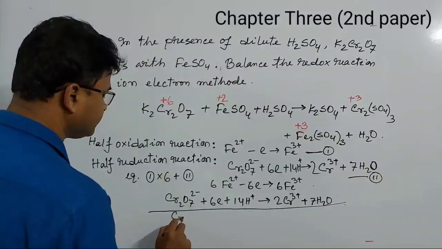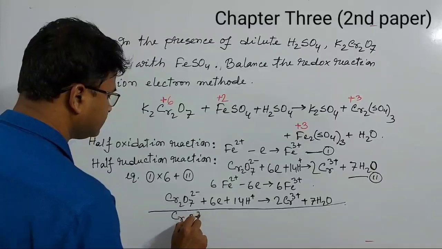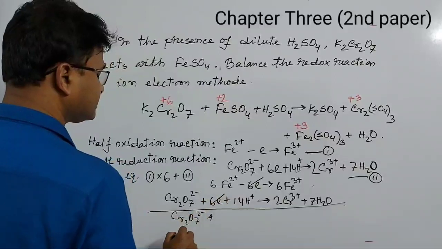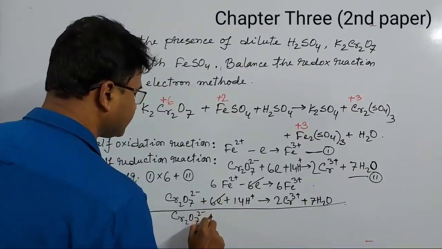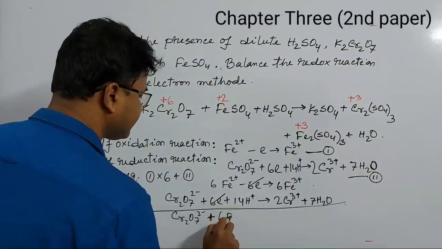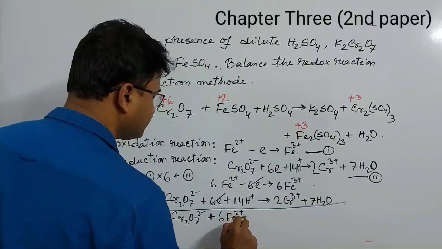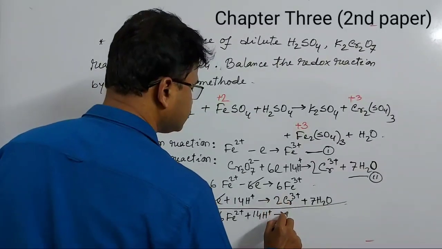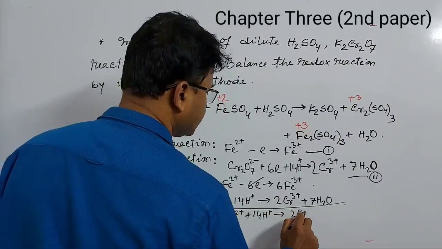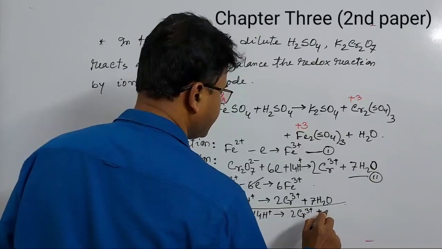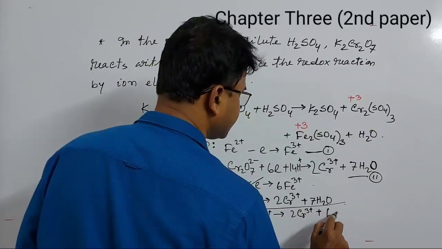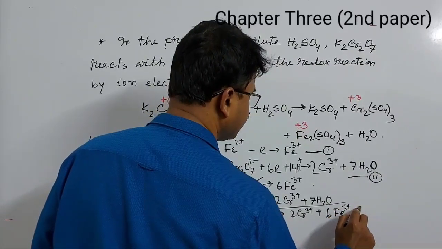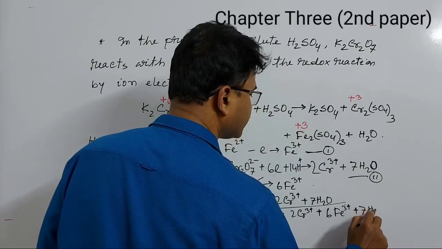So students, it will be dichromate plus, electrons are crossed out, so I can write here plus 6 ferrous ion plus 14H plus ion, 2 chromium 3 plus ion plus 6 ferric ion plus 7 molecules of water.